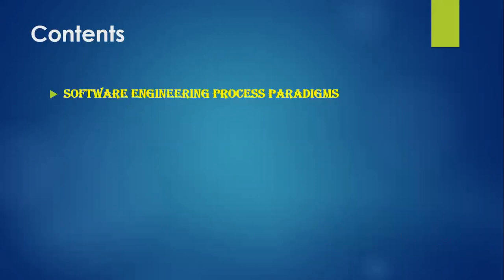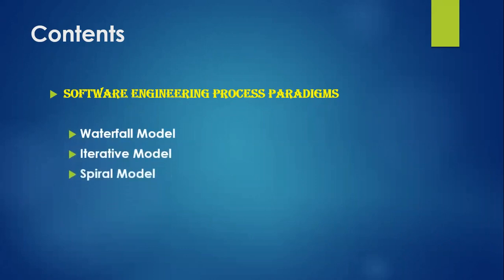In this video, we will discuss the software engineering process paradigms, also called software engineering process models. We have different types of process models: waterfall model, iterative model, spiral model, prototype model, and V model. In this video, we will focus on the waterfall model. In the next videos, we will focus on the remaining models.